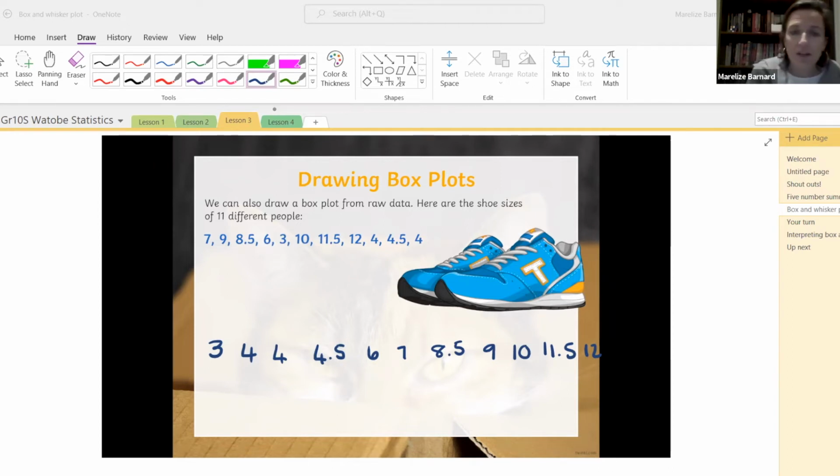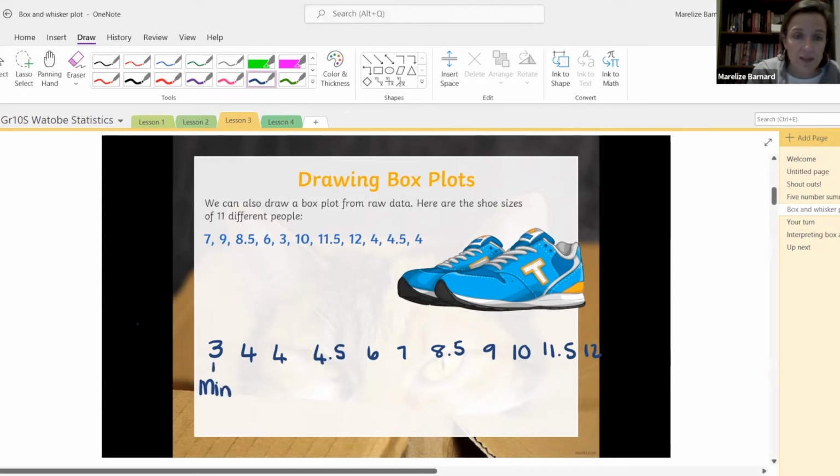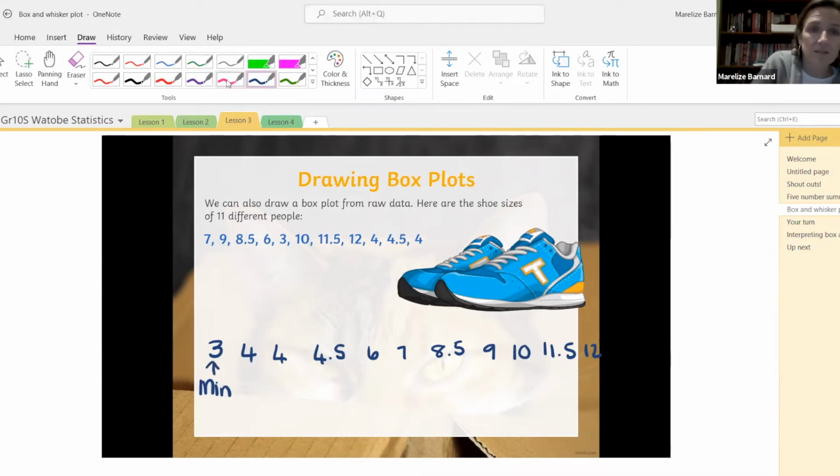Okay, so now we need to find our 5-number summary. This is ungrouped data because we have individual data values that we are working with, not a range of data values. So let's do our 5-number summary. I agree, the min is 3, the minimum value. The maximum value is going to be over here. That's 12.